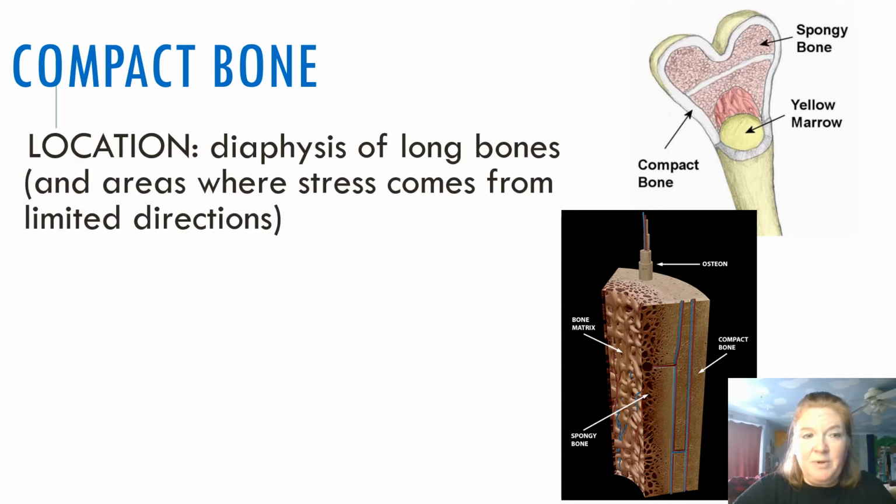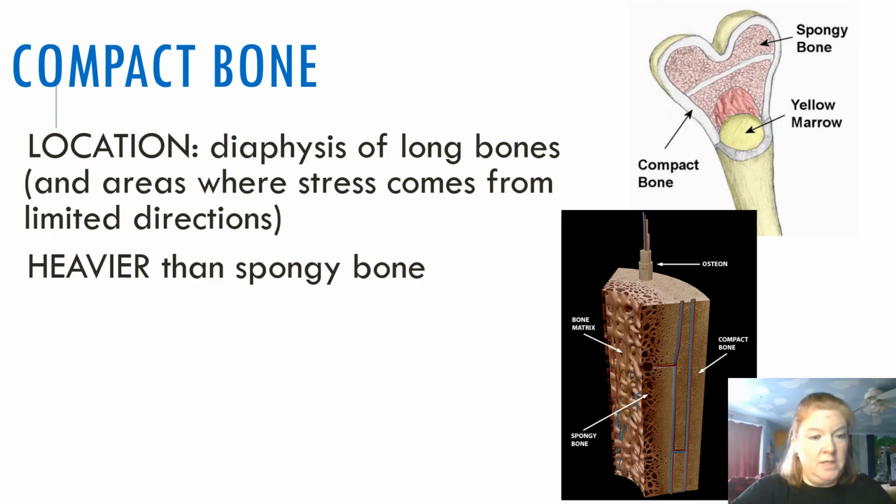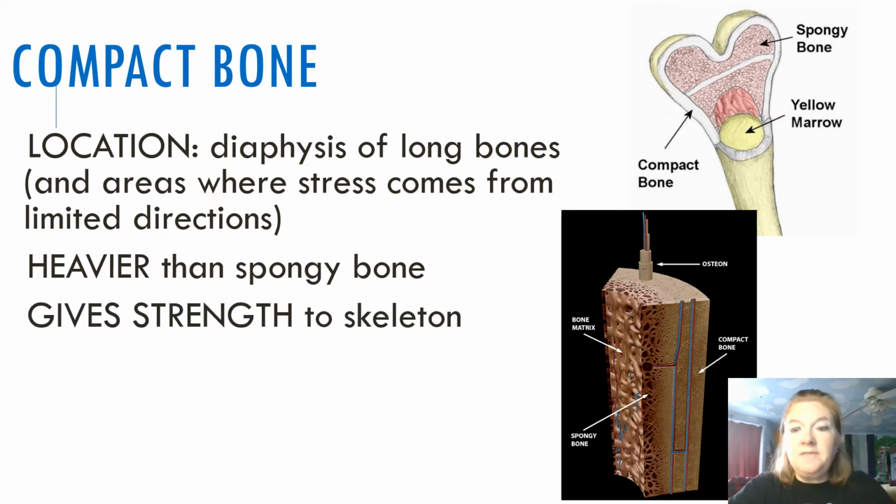Okay, so compact bone. Compact bone is located in the diaphysis or the shaft of long bones and in areas where the stress comes from limited directions. So it tends to be in one or two directions. It is much heavier than spongy bone. It gives strength to our skeleton. It is able to withstand a great deal of force, much more than spongy bone.